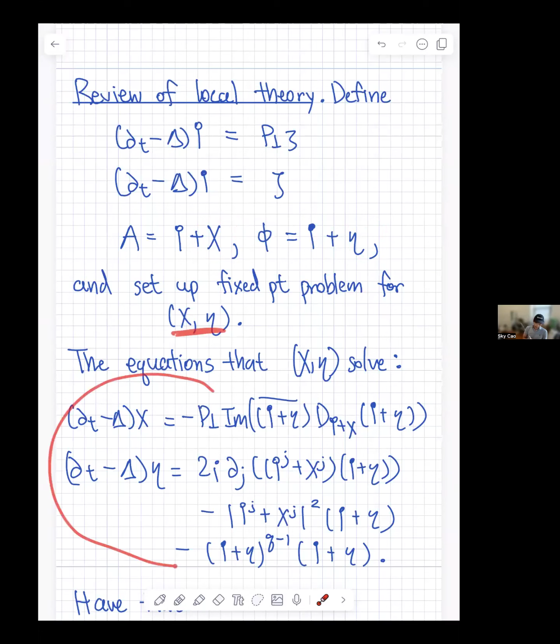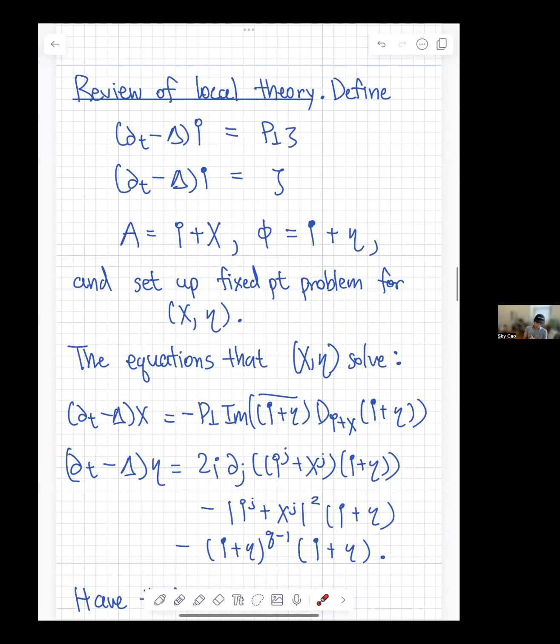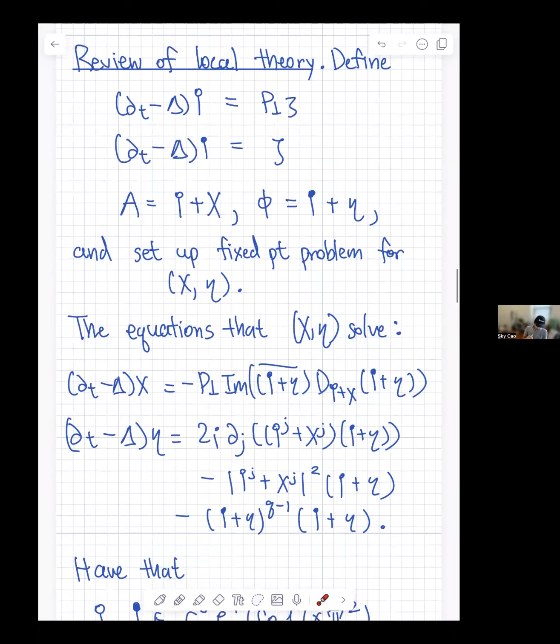So I wrote it out here. The exact formula of the equation is not so important. I mean, it's important for the paper, but at least for this talk, you don't really have to worry too much about the exact form. But I wrote it out anyways.